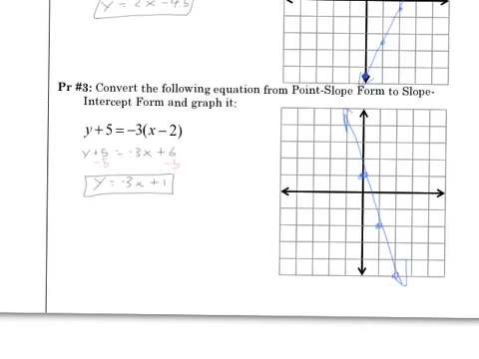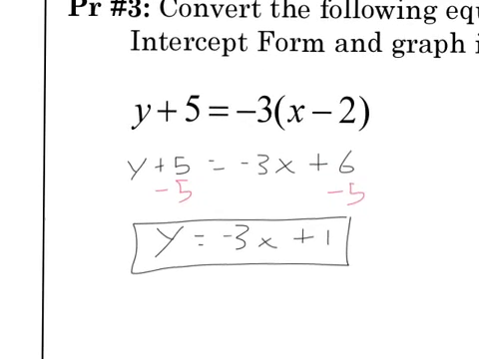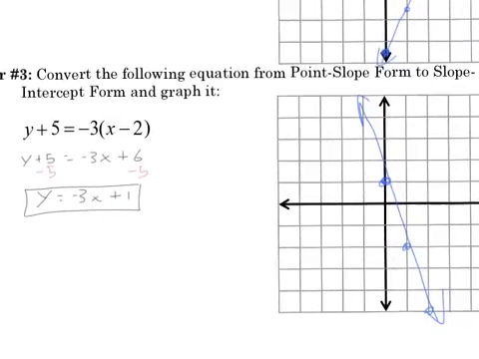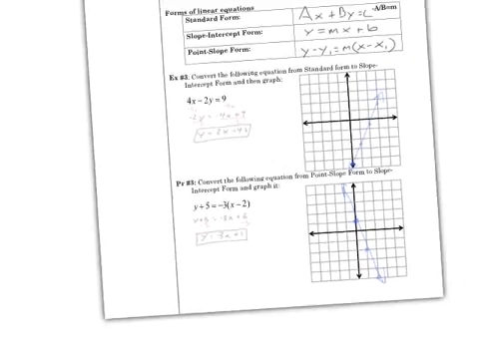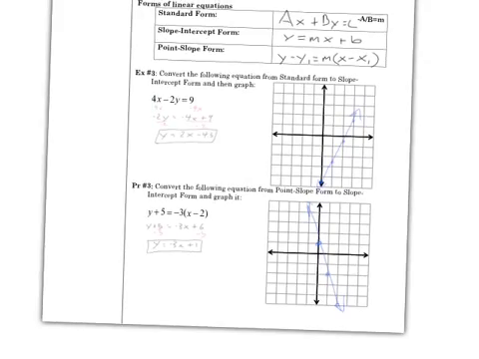Okay, so let's zoom in on this problem. First thing I did is I distributed the negative 3, so I got negative 3x plus 6, and I subtracted 5 from both sides, and I got negative 3x plus 1. 6 minus 5 is 1. When it comes to graphing that means I'm going to go to positive 1 on my y-axis right there. I'm going to go down 3 over 1, down 3 over 1, and connect the dots. All there is to it. Alright, let's go to the next page.